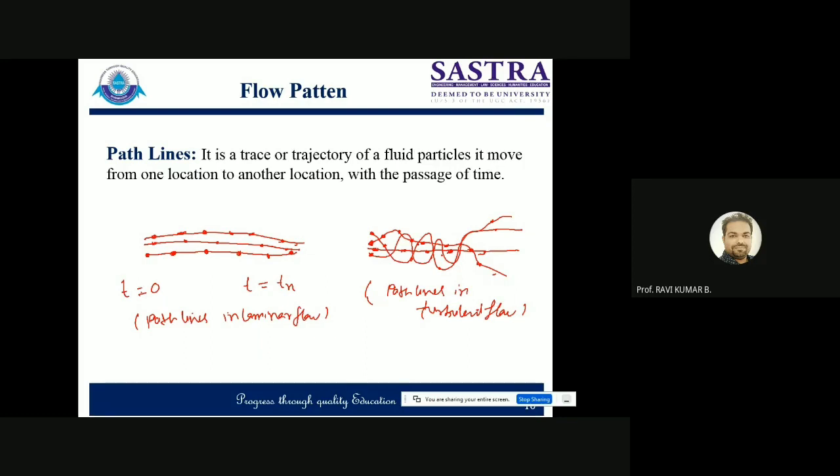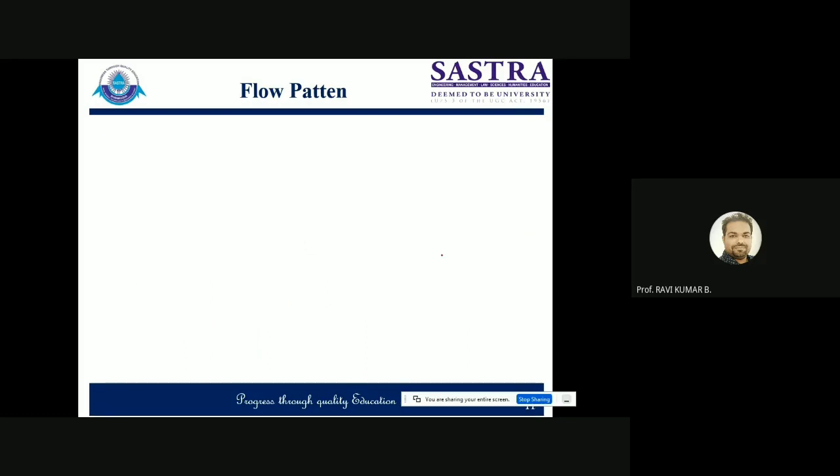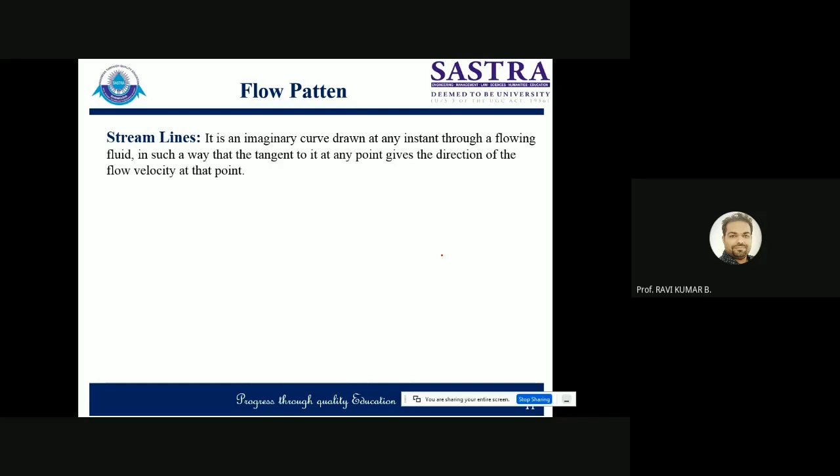So this is simple path line. Next one is streamline. So streamlines, right? Basic definition says that it is an imaginary curve drawn at any instant through a flowing fluid in such a way that the tangent to it at any point gives the direction of resultant velocity. This is the generic definition of it. So a streamline will give you the direction of resultant velocity. If you put the tangent over it, you will get the direction of resultant velocity.